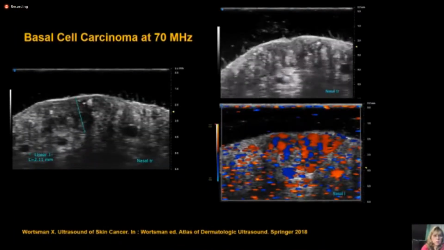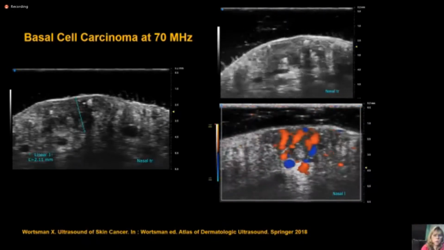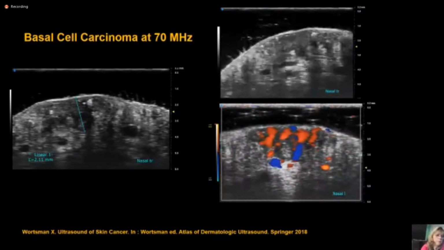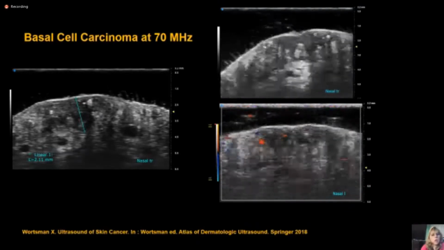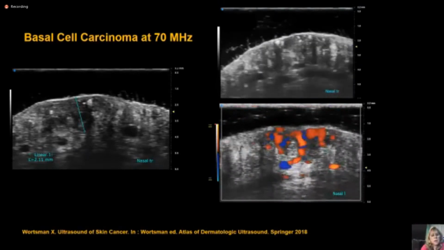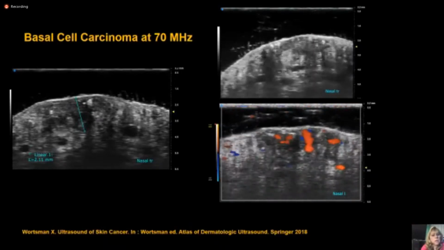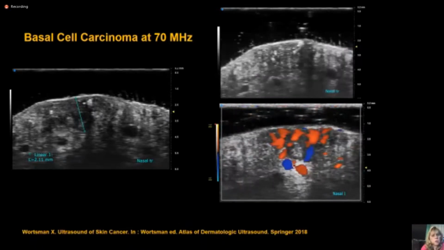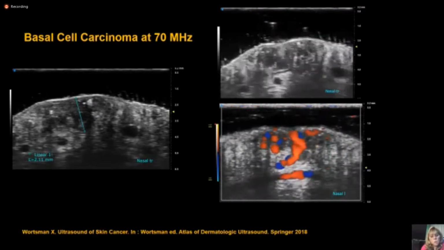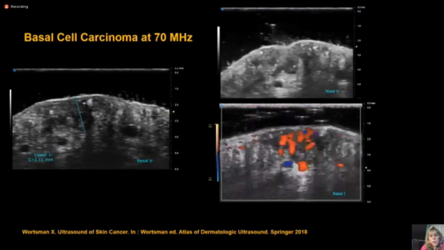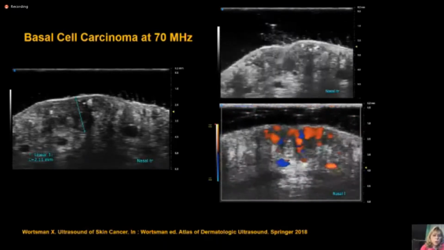If we go up to 70 MHz, we can notice these hyperechoic spots more easily. Some of them correspond to calcification, some of them correspond to corneum cyst, and some of them we don't know. We suspect that these hyperechoic spots are also part of some molecular components because they don't correlate on histology with calcifications or corneum cyst.